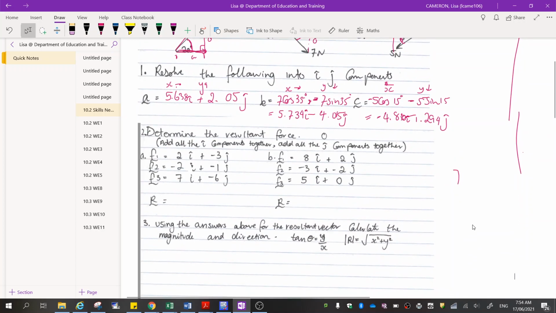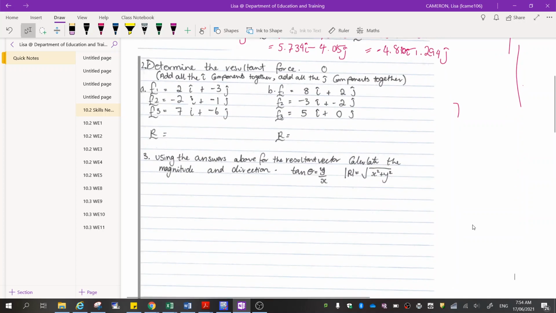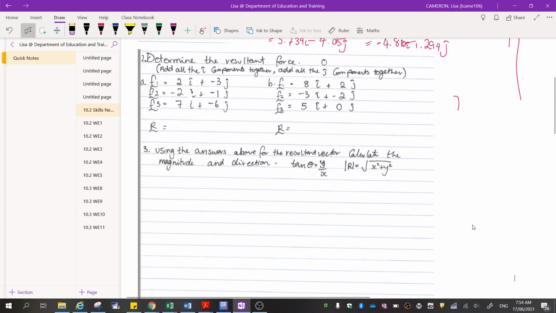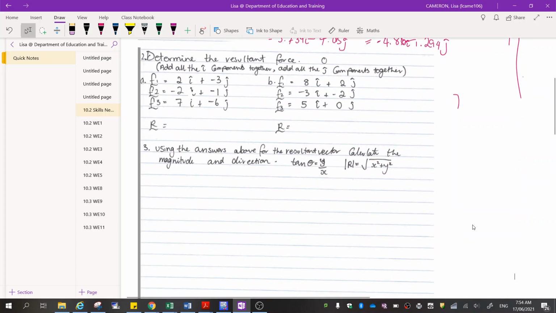Okay, so determine the resultant force. Again, pause the video, have a go at this yourself. So add all the I components together and then add all the J components, and that's going to give you the resultant force for this. Now, the reason why that's happening is because the formula that I use is that 0 is equal to F1 plus F2 plus F3. So really this is finding this section in here.